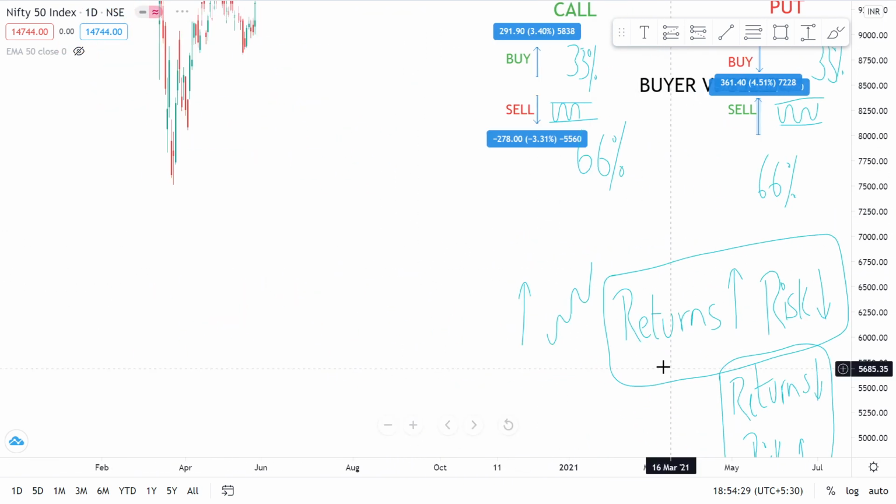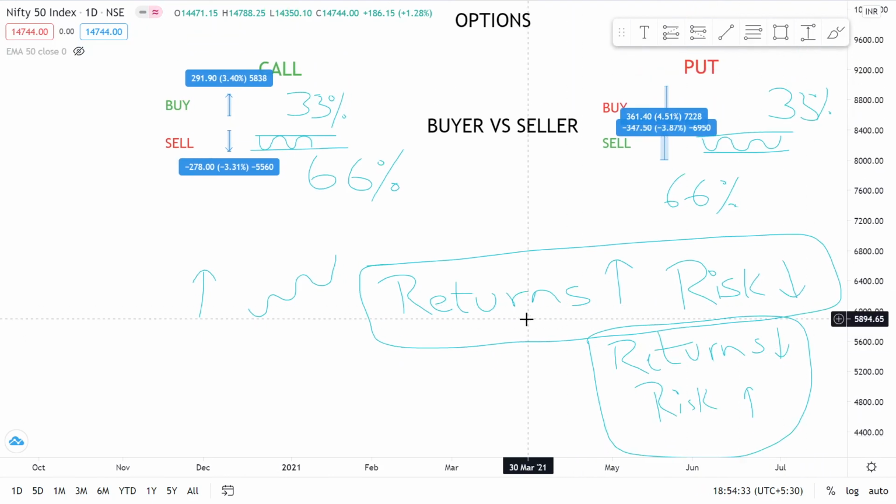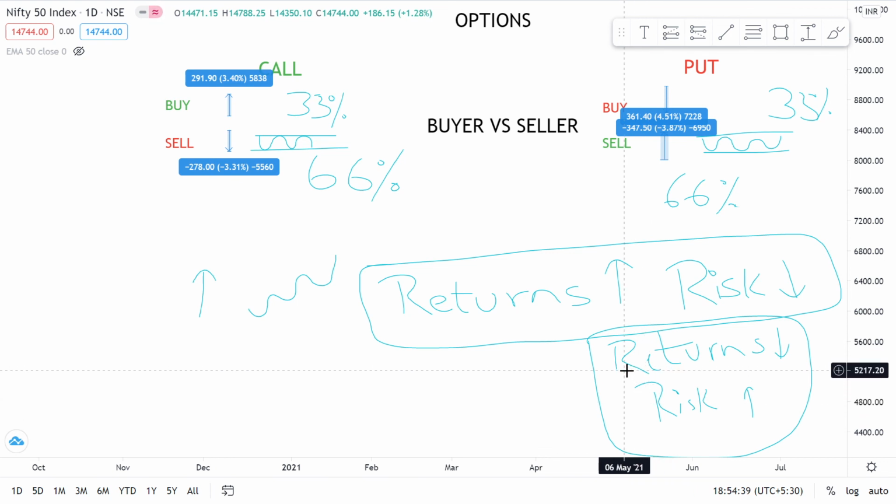So this was the basic. Why is the return high and why is the risk low in option buying? Why is the return low and why is the risk high in option selling? You would understand this when you know how options work, what a strike price is, what a premium is, how options move according to their instruments, and so on. So that would be in a later episode.